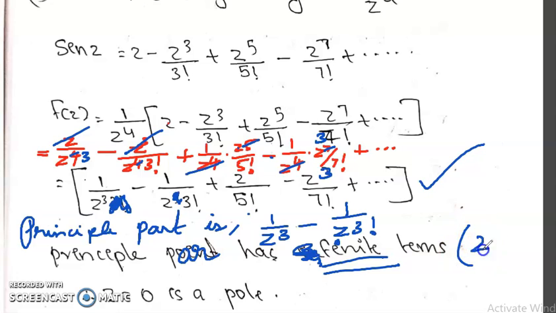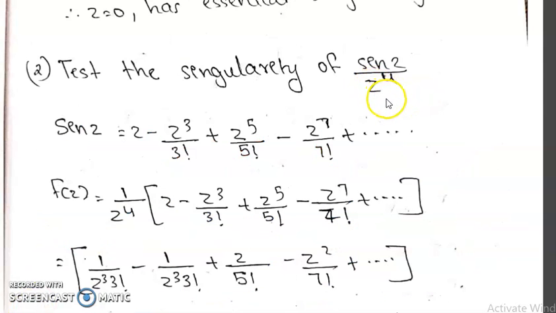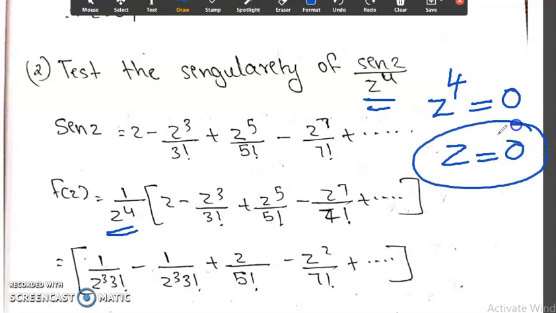Finite means how many terms? 2 terms. So when the principal part has a finite number of terms, we say the singularity is a pole. Therefore z equal to 0 is a pole because the principal part has a finite number of terms. How will you find the singular point? By equating the denominator to 0. Here we have z power 4, so z power 4 equal to 0 gives z equal to 0. Z equal to 0 is the singular point.